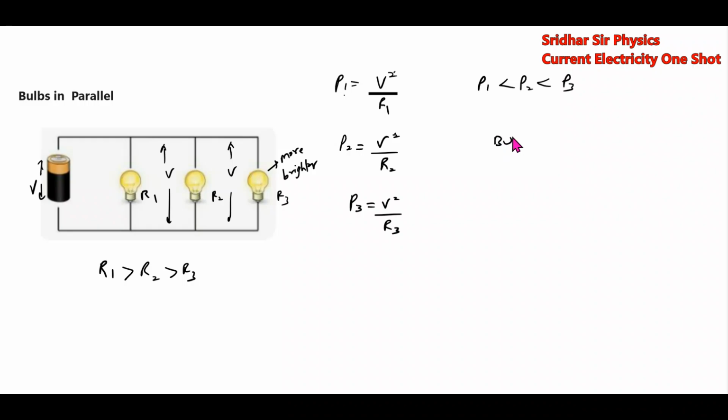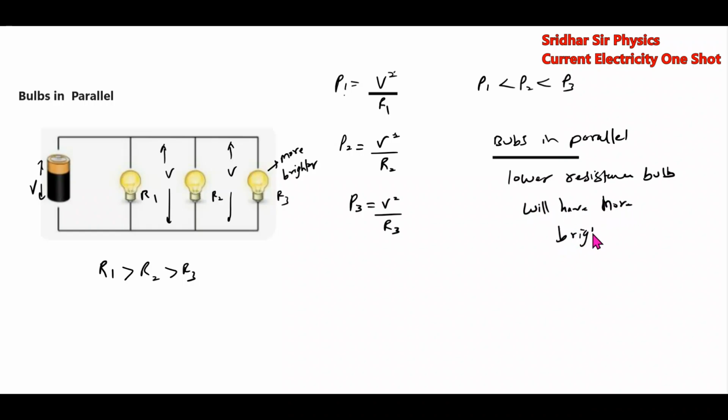So bulbs in parallel, the lower resistance bulb will have more brightness. And this is a concept.